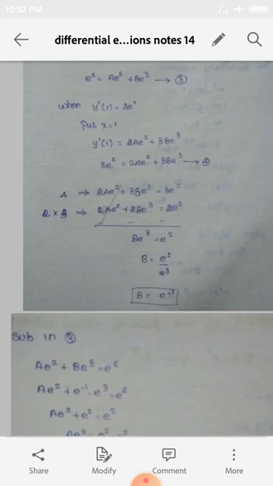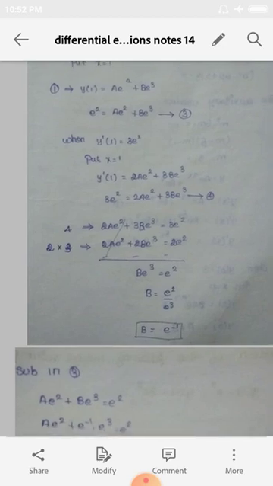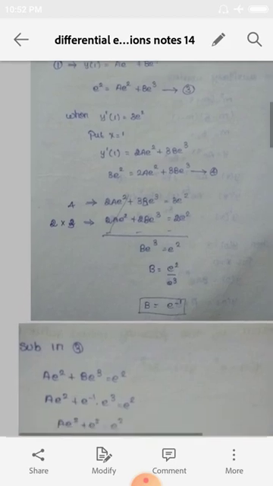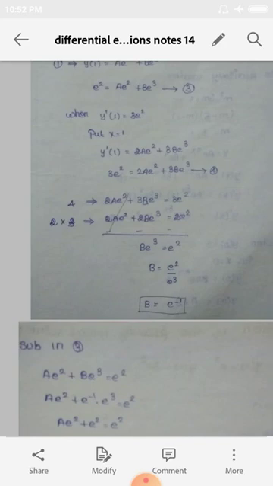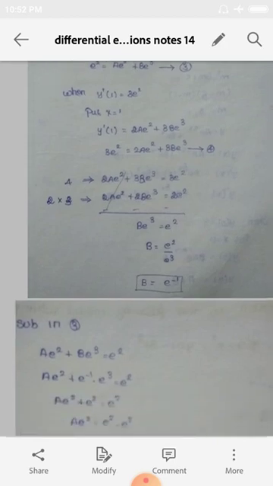2a e^2 + 3b e^3 = 3e^2. And for the third equation, we have to multiply by 2 on both sides. So we get 2a e^2 + 2b e^3 = 2e^2. Okay. Now changing the signs.